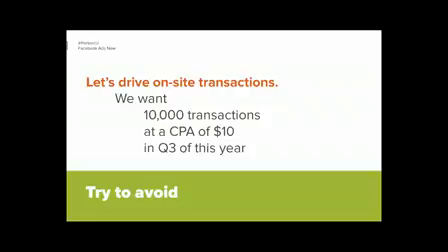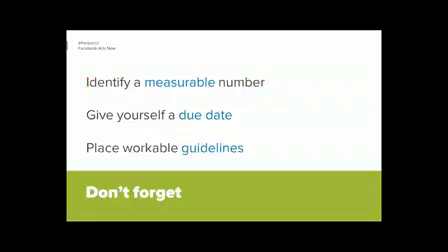So wrapping up on goal setting, there's really 4 main ideas to keep in mind and to take away from this section. The first one is it's really, really important to find a measurable number that you can gauge. X number of page likes or X% growth in website clicks, something that can be clearly measured. Then give yourself a due date. 2 weeks, 1 month, 1 financial quarter, whatever it may be.